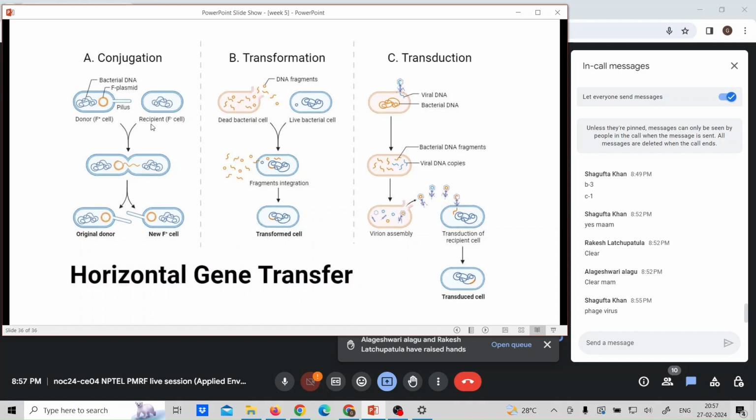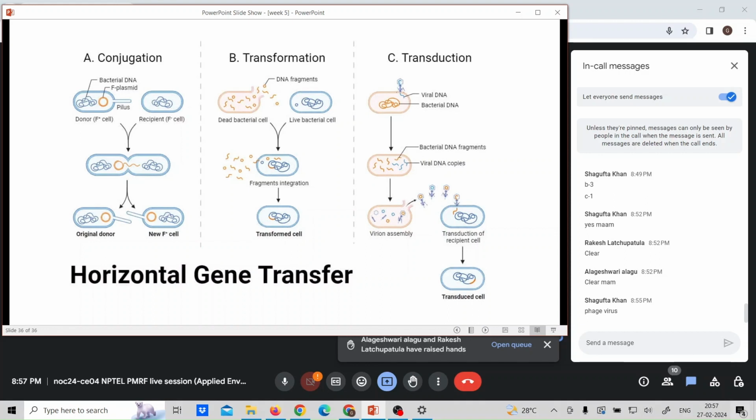In transformation, there is no such attachment. There is just some dead bacteria. It releases its DNA fragments. The DNA fragments are present in the environment. There is some other microorganism present in the same environment. This microbe takes up the free DNA fragment from the environment, and that fragment becomes a part of the genome of the recipient. This phenomenon is known as transformation. In conjugation, we have physical contact in terms of the pilus protein. In transformation, there is no physical contact. It's just the uptake of free DNA fragments from the environment.